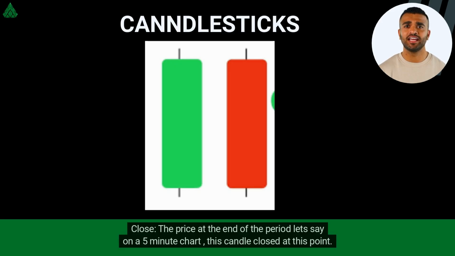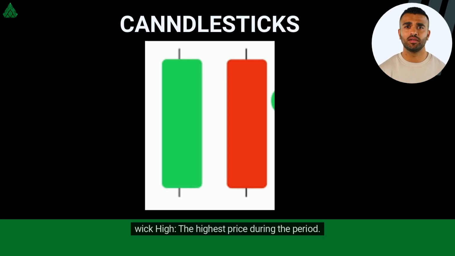Close. The price at the end of the period, let's say on a 5-minute chart, this candle closed at this point. Wick high, the highest price during the period. Wick low, the lowest price during the period. We'll learn more about these in a second.